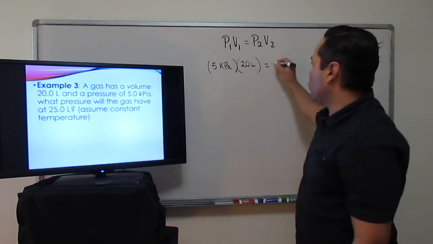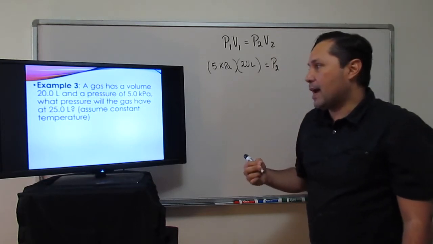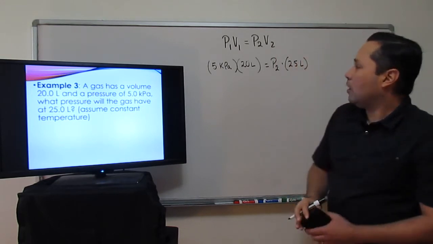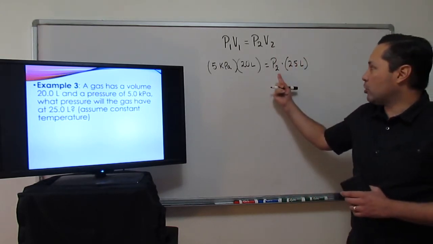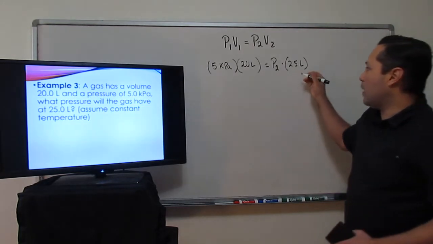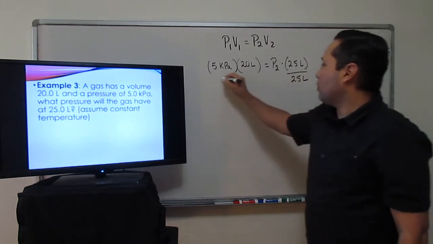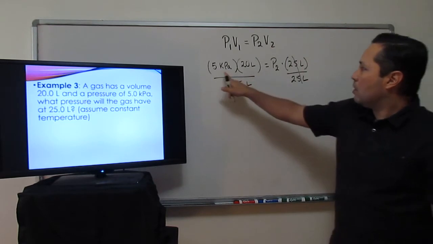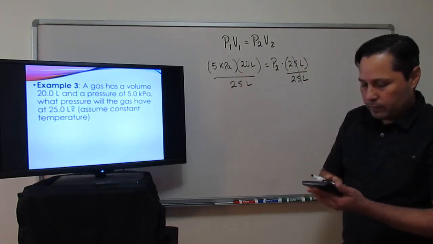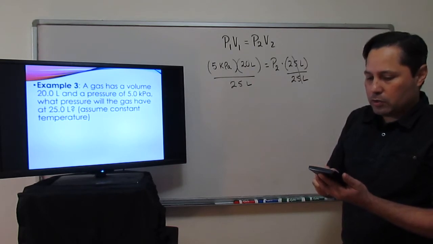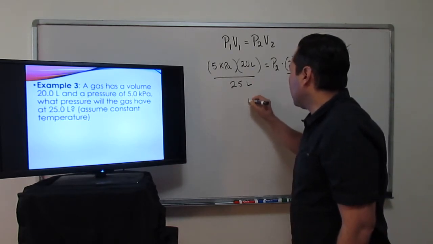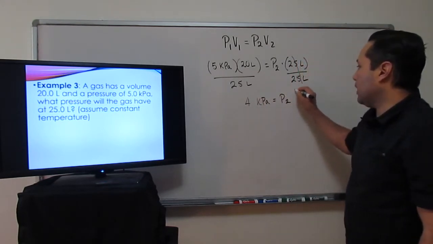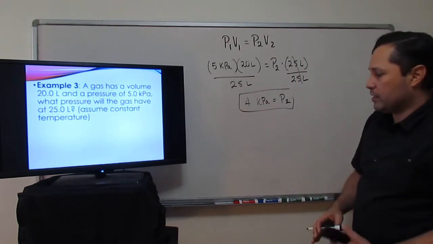Next, what pressure, so we're solving for P2 in this instance, will the gas have if the volume changes to 25 liters? Alright, again, our goal is to solve for the pressure, so we want to isolate it. That means get rid of the 25. So same type of problem where we just have to divide by the number next to the unit we're solving for, and I'll cancel out. So it'll be 5 times 20 divided by 25. That's going to give us 4. 4 kPa is what the new pressure needs to be to change the volume of the gas. That is our answer for example 3.